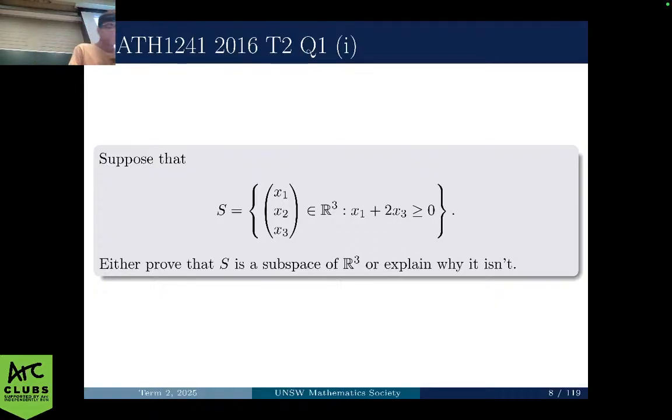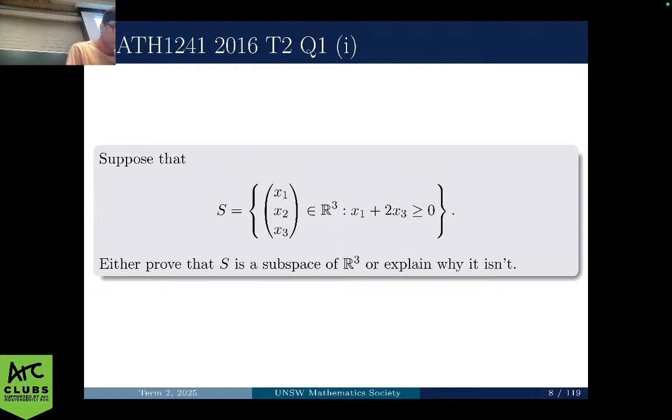Okay. So suppose I have some set S, and it is vectors x1, x2, x3, defined such that x1 plus 2x3 is greater than or equal to 0. So, how would I prove that S is a subspace of R3? Well, firstly, let's just go one by one. Firstly, it must contain the zero vector of V. So in this case, the zero vector here would be 0, 0, 0. And I want to verify that this is in fact a part of S.